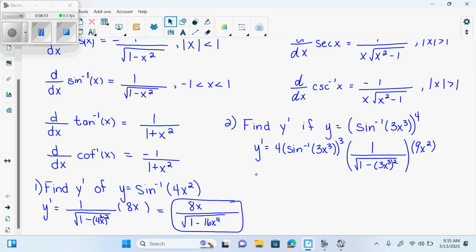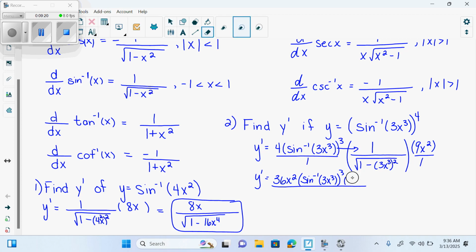So they will rewrite it as 36x squared, bringing the monomials to the front. They'll put this over top of here, right? So they'll go sine neg 1 of 3x cubed, all to the 3, times 9x squared. On the bottom, square root of 1 minus 9x to the 6. You're welcome.